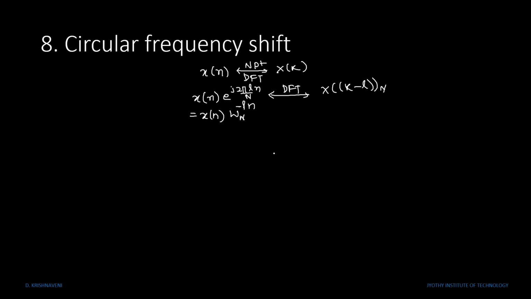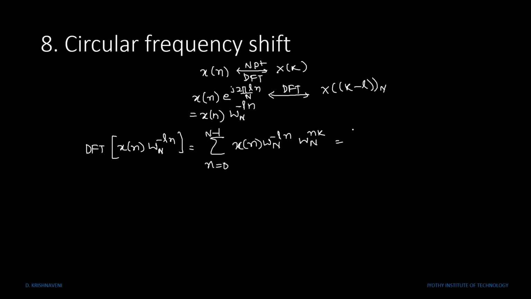Now we can prove this in two different ways. You can take the DFT formula and then get X of (k minus l) modulo N, or you can use the IDFT formula and get back the time domain sequence. So we can take the DFT formula. The DFT of x(n) W_N^(-ln) is equal to summation n = 0 to N-1 of x(n) W_N^(-ln), that is the DFT which you have to find out, into W_N^(nk).